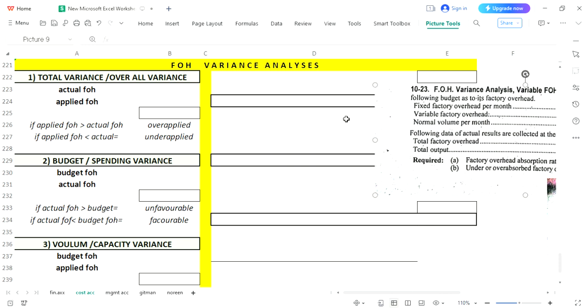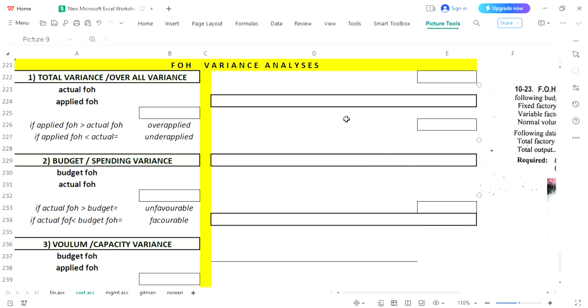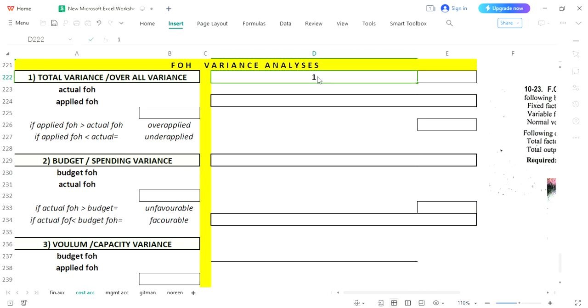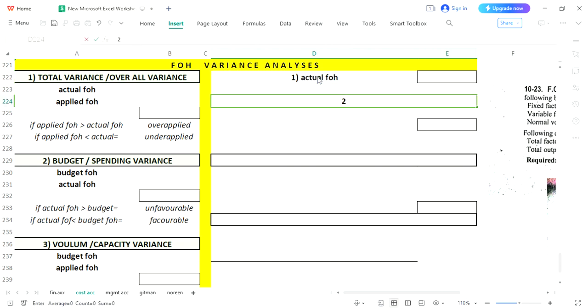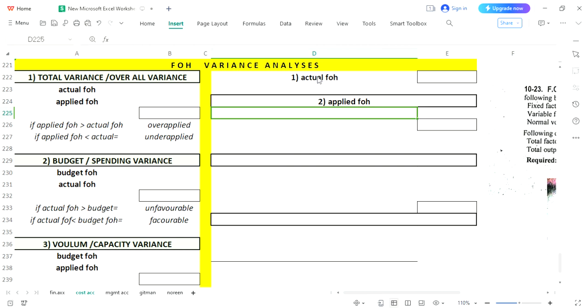On the right side of the page, you calculate supporting statements. The first statement you calculate is actual FH. Normally this actual FH is given in the question. You don't need to bother about that. Second requirement, you calculate applied FH. For this you will use a formula.